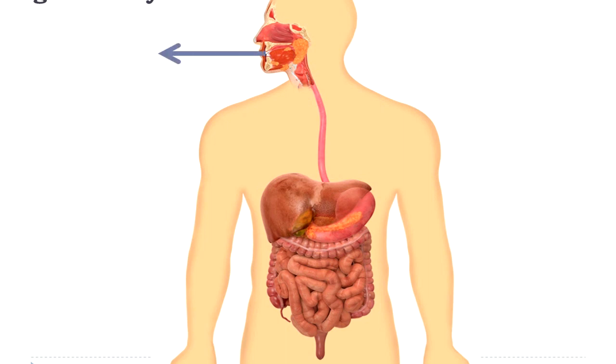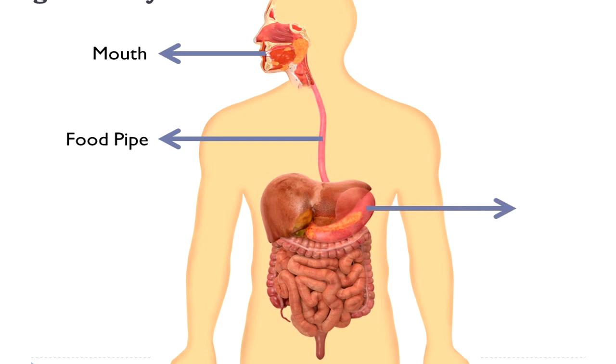The mouth. Saliva is a digestive juice produced by the salivary gland in the mouth. When we chew food, our teeth break the food into smaller pieces. Our tongue mixes the smaller pieces of food with saliva. This makes the food soft so that it can be swallowed easily. This food then goes to the food pipe. The food pipe takes the food to the stomach.